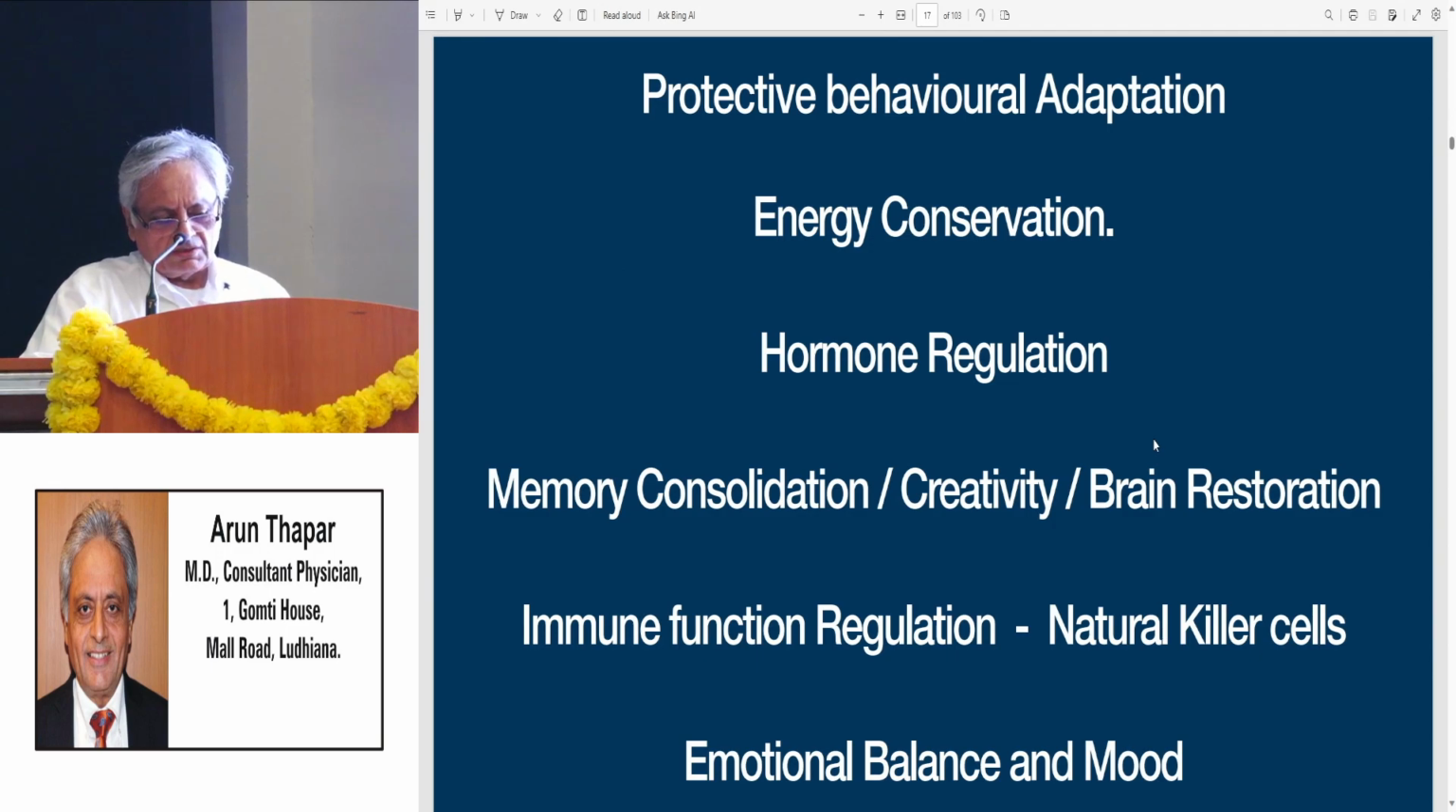The first was, it used to be a protective behavior adaptation, or an energy conservation. Some postulate it's hormone regulation. It's memory consolidation, creativity or brain restoration. Immune function regulation through natural killer cells. And the last is emotional balance and mood. I'll be touching briefly on every topic.